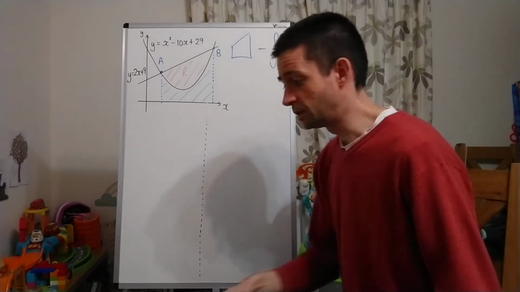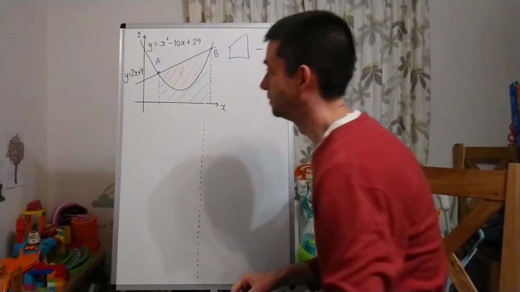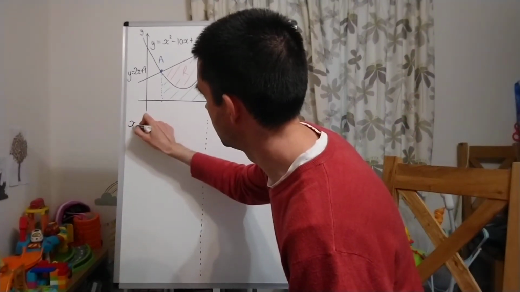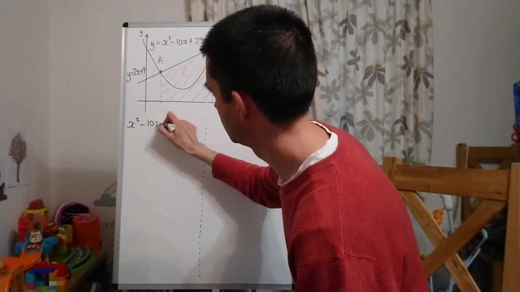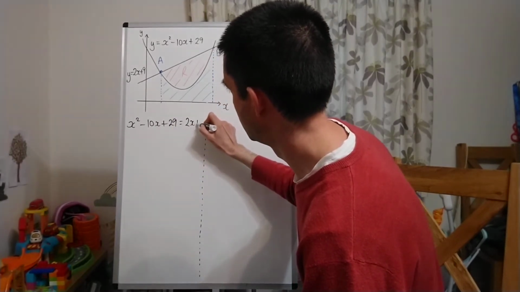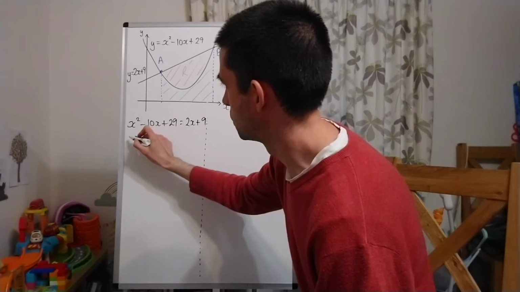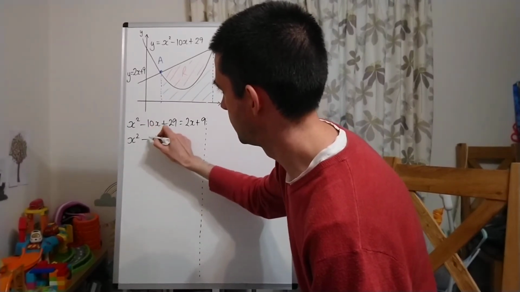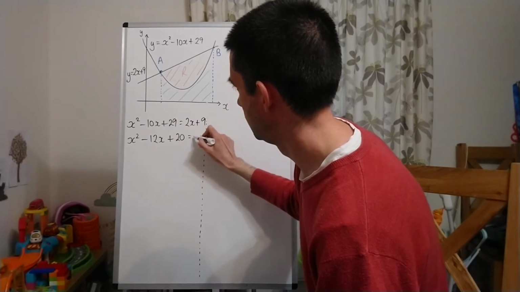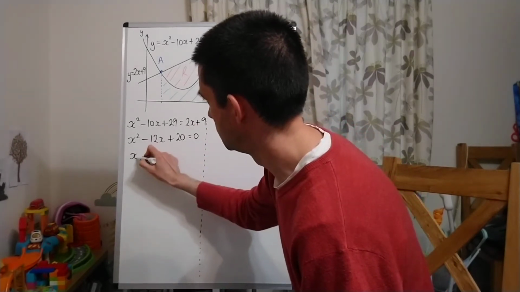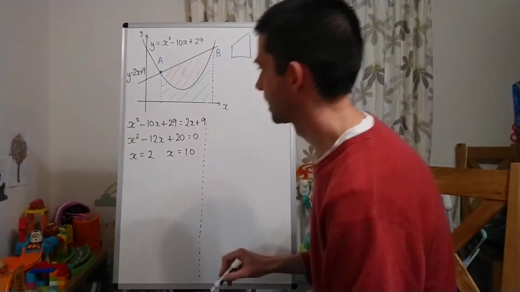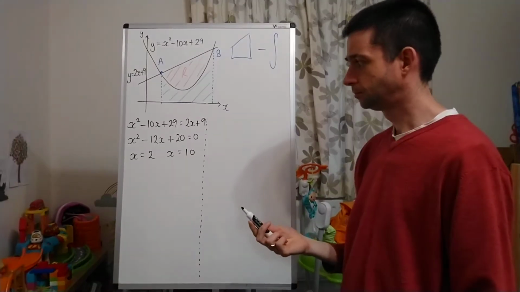So first thing, let's find those points A and B by solving simultaneously. So we're going to say x squared minus 10x plus 29 equals 2x plus 9. It's a quadratic, so it's got to equal 0. x squared minus 12x plus 20 equals 0. And the two solutions to that equation are x equals 2 and x equals 10.